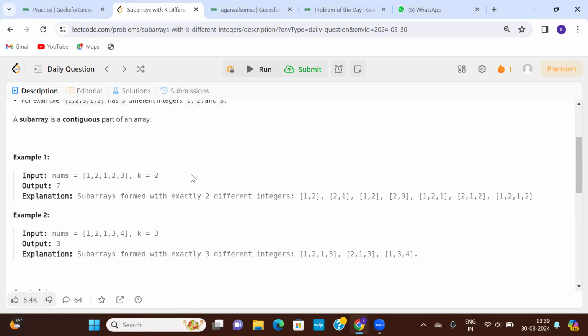And if I subtract both of them, then I will get the number of subarrays in which the number of distinct integers is exactly 2. I hope you all are getting my point. I repeat one more time. If I find the number of subarrays in which the number of distinct integers is less than or equal to 2, and in the second step I find the number of subarrays in which the number of distinct integers is less than 2, and if I subtract both of them, then the result will be the number of subarrays in which the number of distinct integers is exactly 2. So I hope you all got my point.